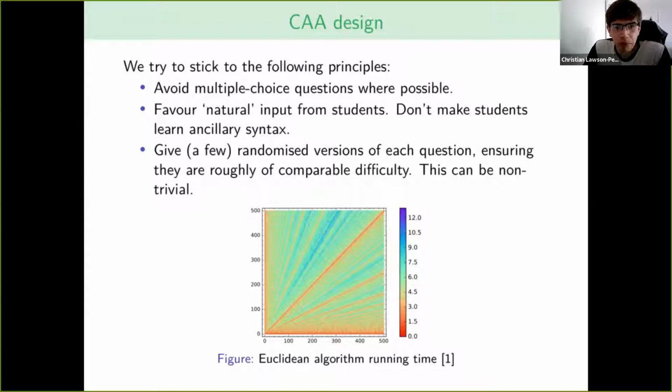Here is a non-trivial example from my own course. This plot shows the running time for the Euclidean algorithm, which finds the highest common factor of two integers. A small change in input can lead to drastically different running times, as seen in the plot.